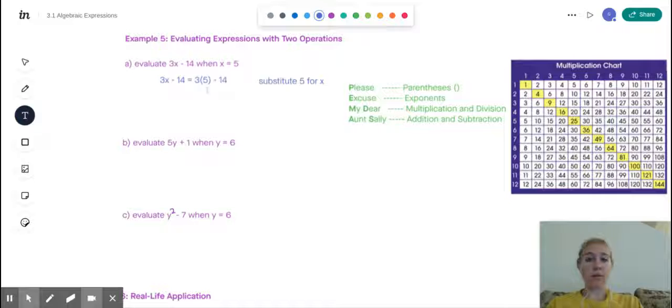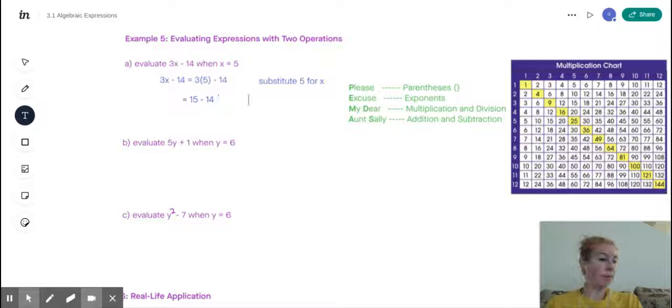Now we need to think of our PEMDAS. Please excuse my dear Aunt Sally, the order of operations, because I see two operations in our expression now. I see multiplication, 3 times 5, and then I see subtraction, 5 minus 14. Well, according to the order of operations, multiplication and division come before addition and subtraction. So first, I'm going to multiply 3 times 5, which I know is 15. So now we have 15 minus 14. So what we did there is we multiplied 3 and 5.